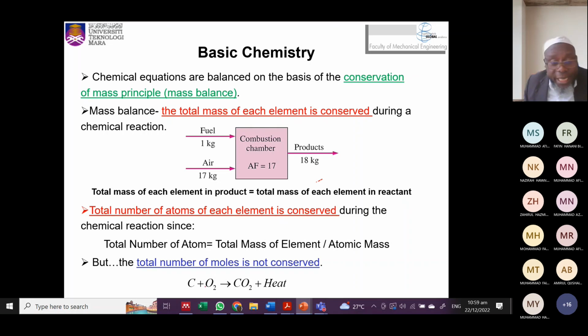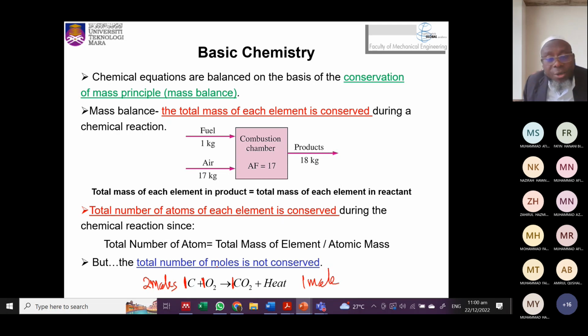So the total number of moles: here I have 1 mole of carbon, and here 1 mole of oxygen, and here I have 1 mole of what? Carbon dioxide. So at the reactant side, how many moles do we have? Here we have 2 moles or 2 kilomoles. Whereas at the product, we have what? 1 mole of carbon dioxide.